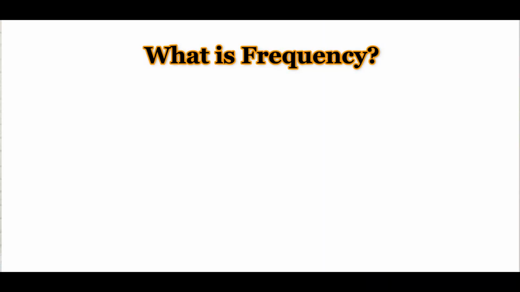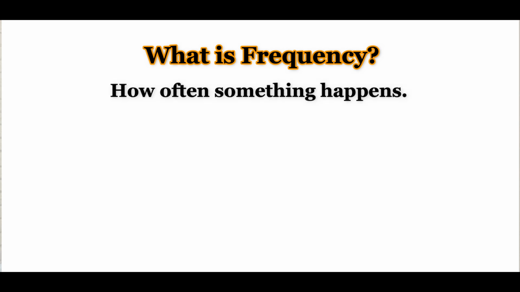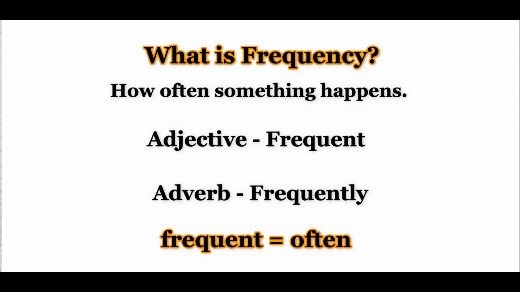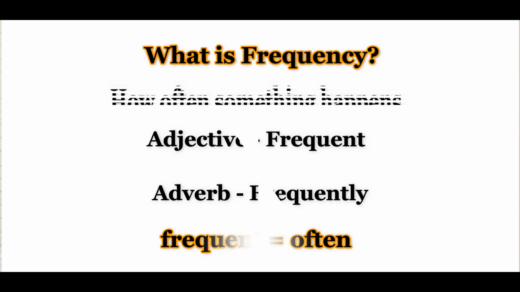Okay. And now we move on to the next word because we said adverbs of frequency. What's frequency? In the English language, we have the adjective which is frequent. When we say that something is frequent, it means that it happens very often, like more than once, okay?